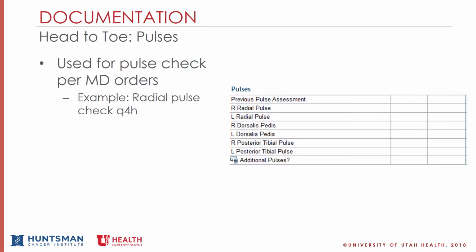Next section on the head-to-toe assessment is pulses. This section is only used if your doctor orders more frequent pulse checks. For example, if your patient is ordered to have radial pulse checks every 4 hours, you would chart it here. Because this falls within our cardiovascular and peripheral vascular systems, we don't need to chart it here as well.